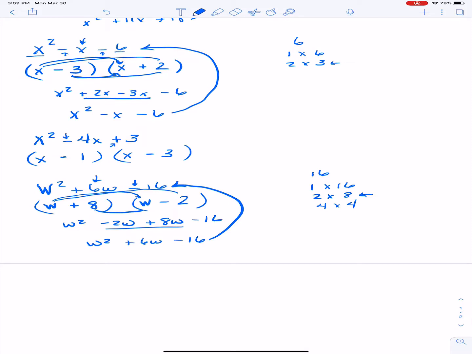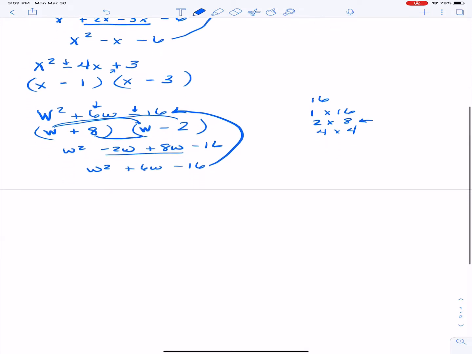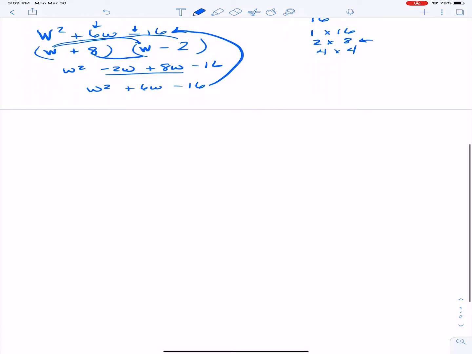Okay? So let's use this in solving problems. Our very first example in solving: we want to solve the equation, or some books or teachers might say find the roots.